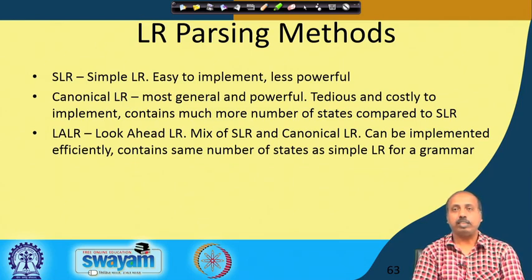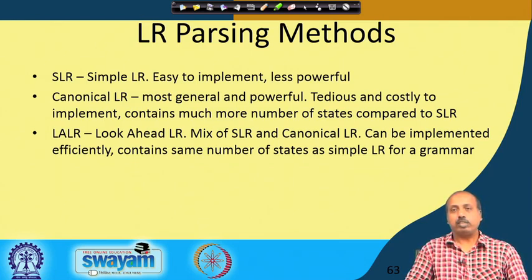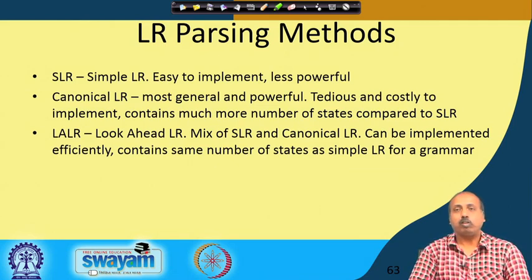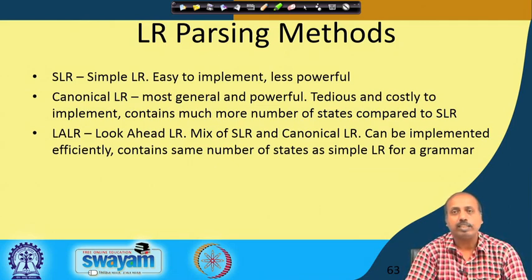What we normally do is construct the canonical LR parser, and from there, by doing some equivalence analysis, we try to merge the states and reduce that canonical LR parser to an LALR parser. The resulting LALR parser will have the same number of states as the SLR parser. However, it will be much more powerful than the SLR parser, and its power will be the same as that of the canonical LR parser. That is why most of the automated tools try to construct an LALR parser, though the construction process is difficult.